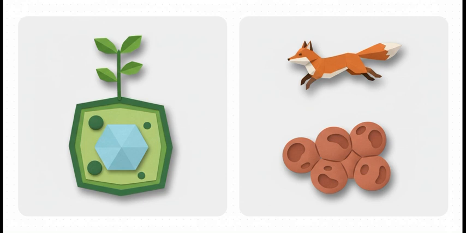Form follows function. Think about it. Plants don't move around, right? They need to be rigid and strong to stand up and reach for sunlight. So they have a tough, boxy cell wall. But animals? We need to move, to hunt, to run away, to find things. So our cells don't have that wall. They have a flexible membrane. It's such a smart design, where every little difference is there for a reason, for survival.